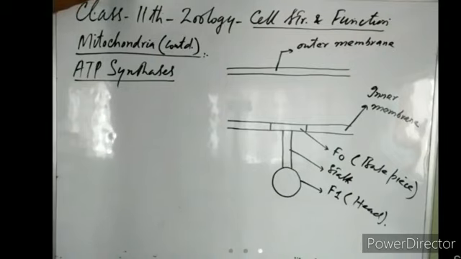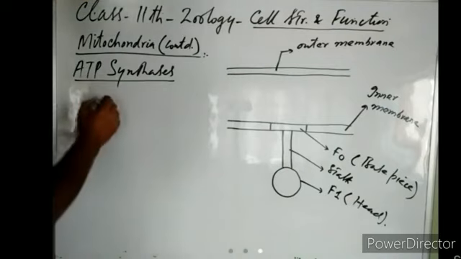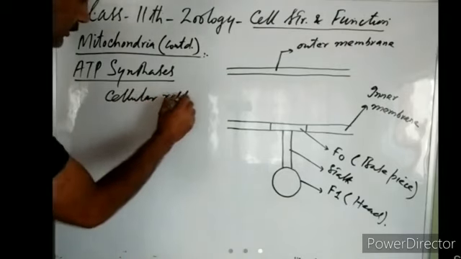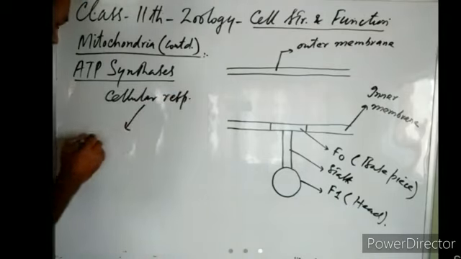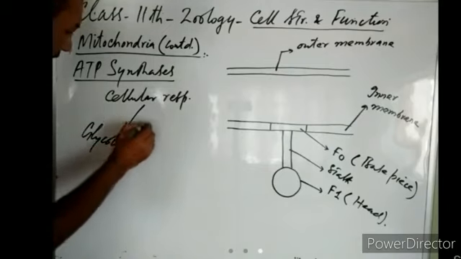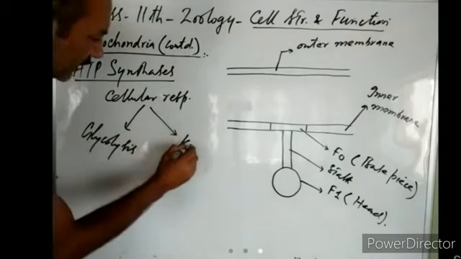You know, cellular respiration occurs in two phases. One phase of cellular respiration is known as glycolysis, and another phase of cellular respiration is known as Krebs cycle.